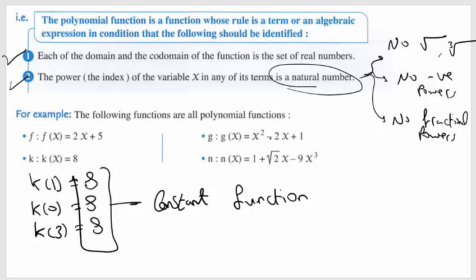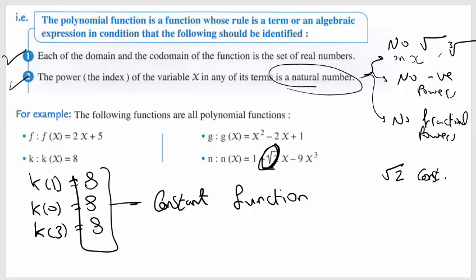g of x equals x squared minus 2x plus 1, or n of x equals 1 plus square root 2 x minus 9x to the power 2. Hey mister, I would like to ask you a question. You told me no square root or cube root, and here you say to me that square root 2 x is a polynomial function. How come? Here, the square root in this example is only on the number 2. So what about the square root 2? It's a constant value, so it doesn't matter for me.